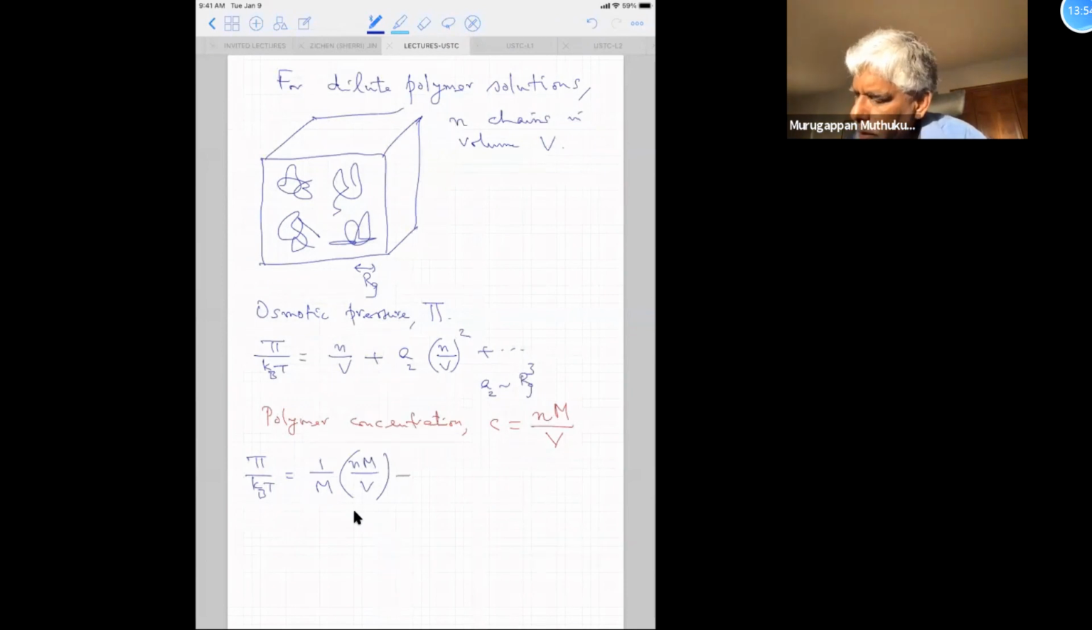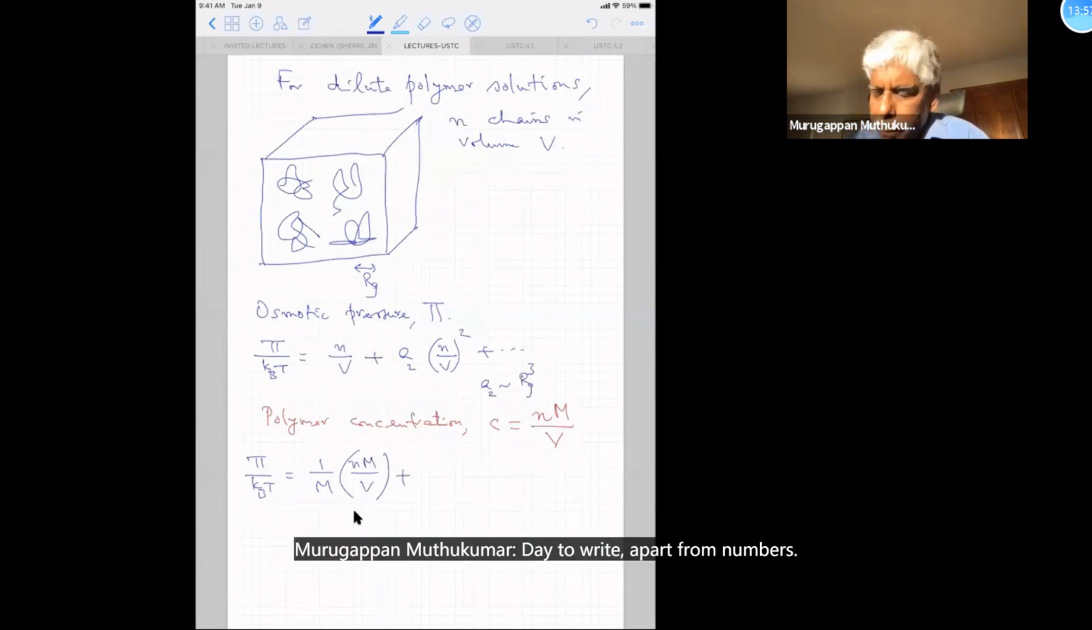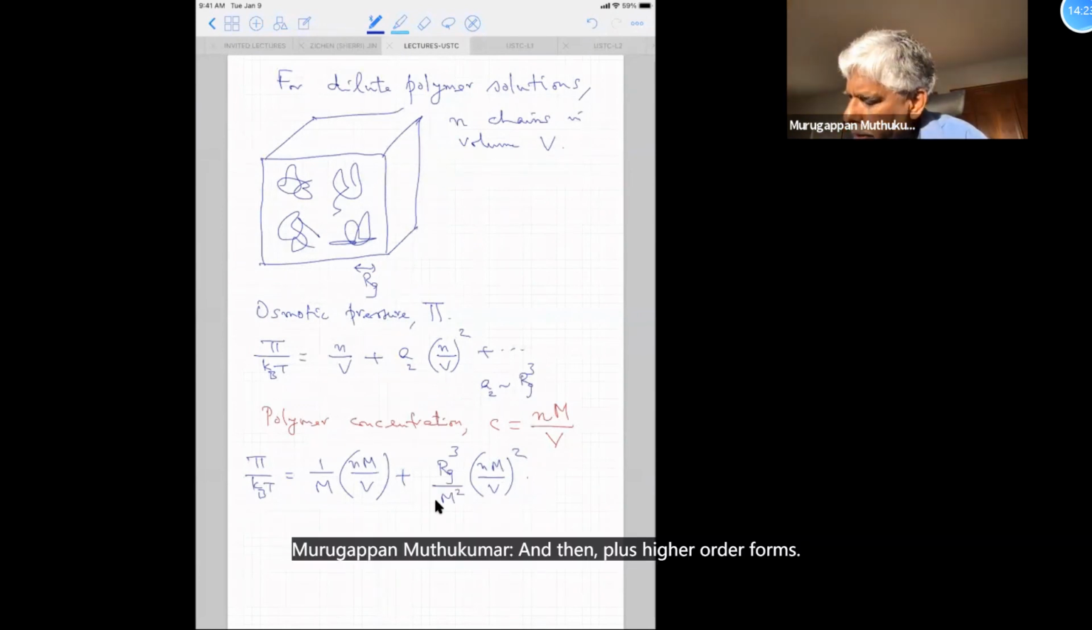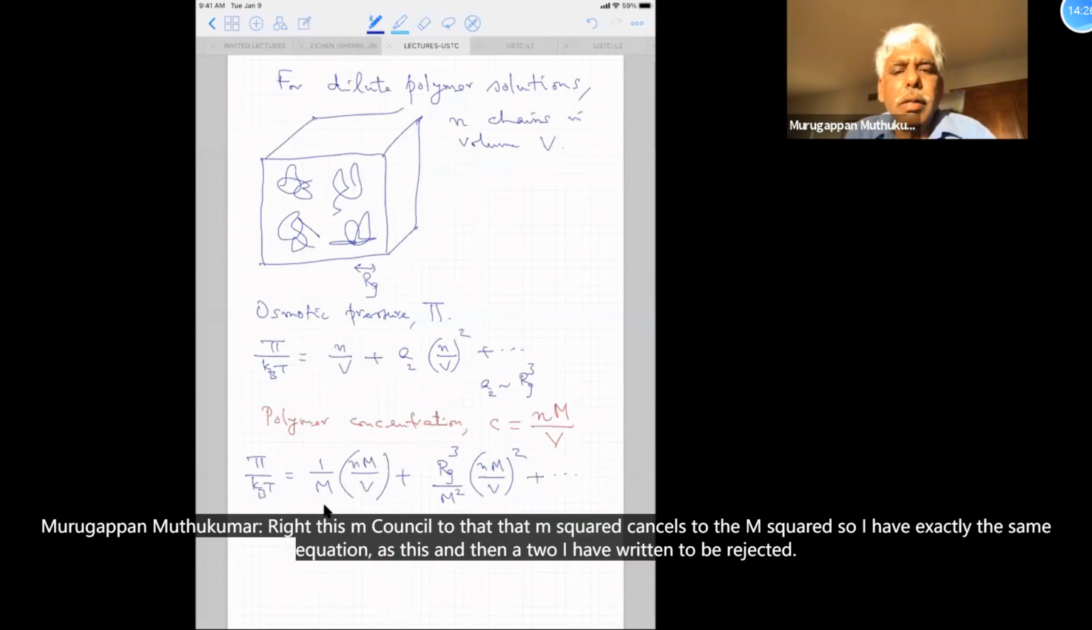Plus A2, right? Apart from numbers, I would write Rg cubed. I'm not writing the prefactors. Okay, A2 goes like Rg cubed. Then I want to write N M over V squared, but I have only N over V squared. I put M squared there, so I have to take it down, M squared here. And then plus higher order terms. Right? This M cancels with that. That M squared cancels with that M squared. So I have exactly the same equation as this. And then A2 I have written to be Rg cubed.